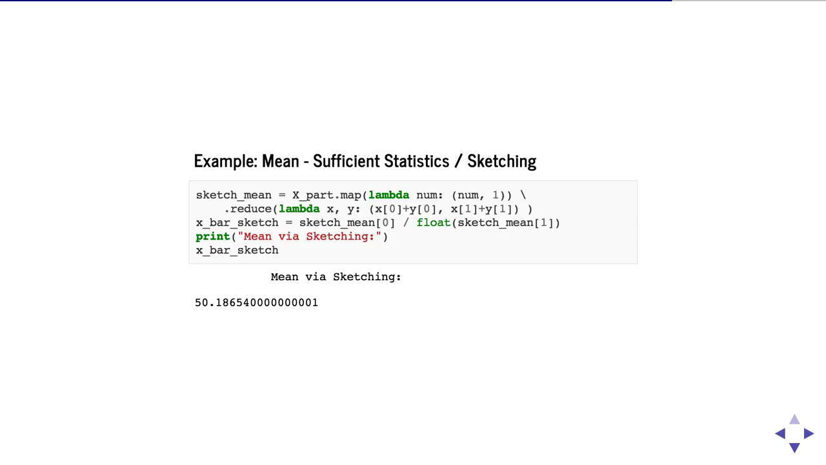And if we do it with sufficient statistics, which is a little more of a functional programming way, it makes it a little easier to use. So basically, your number and an output of 1, then you do a reduce for x and y, where x and y are different items in code. So the first entry of the first is added to the first entry of the second. The second entries are added up together for each two as well. And then you basically find the average, which comes out exactly the same thing.